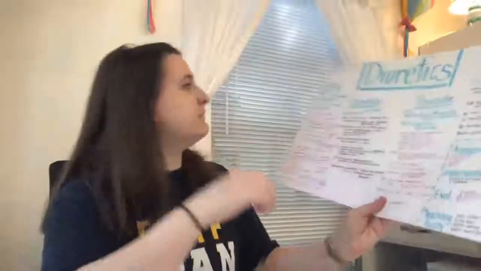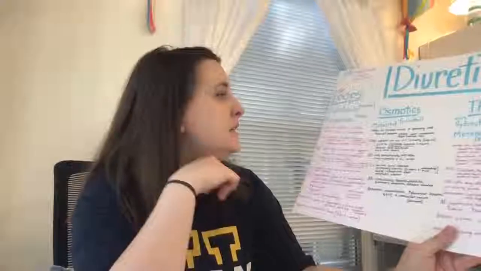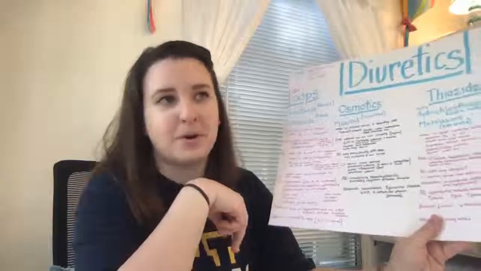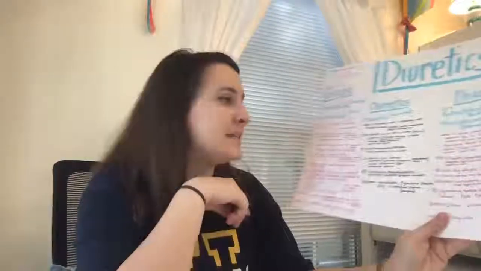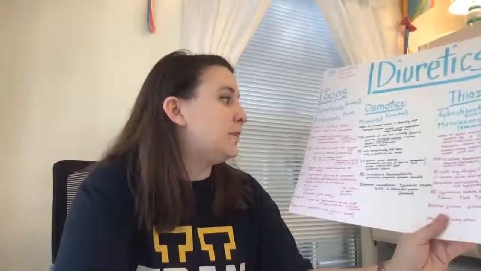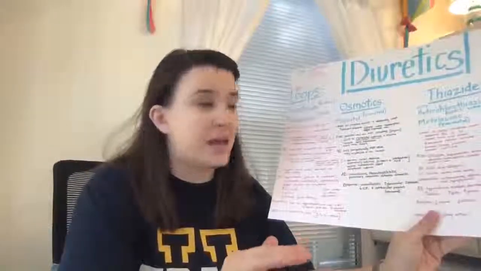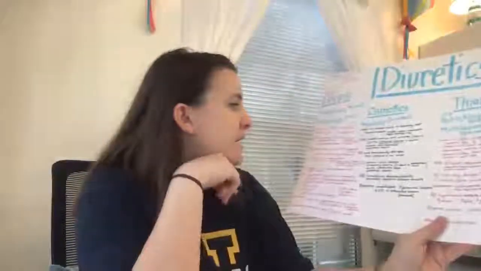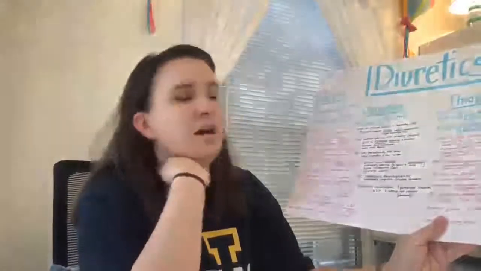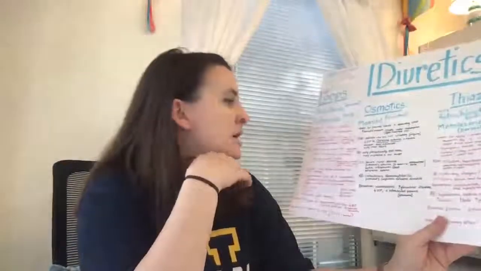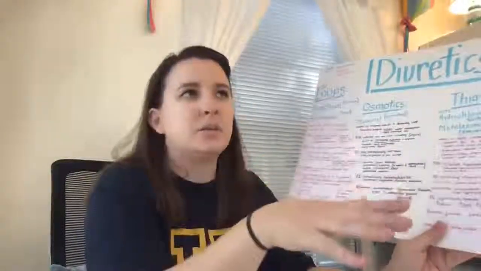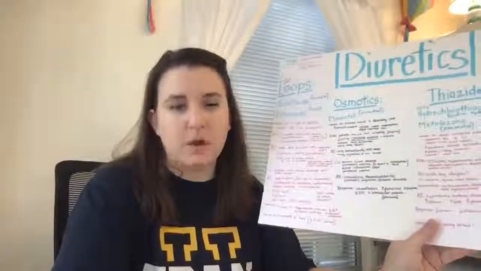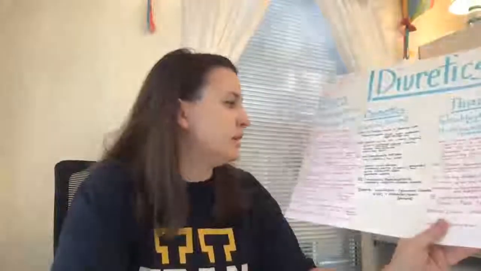The first category are loops. Again, they are the most potent. The 2 drugs here are bumetanide and furosemide. I'm saying them wrong. Bumex and Lasix are the brand names. These drugs work in the loop of Henle. They help block sodium and chloride reabsorption. They can be used for edema and hypercalcemia, especially edema related to heart failure. They can also work for peripheral edema and pulmonary edema. This really works well when you need to remove a lot of fluid quickly from a patient.